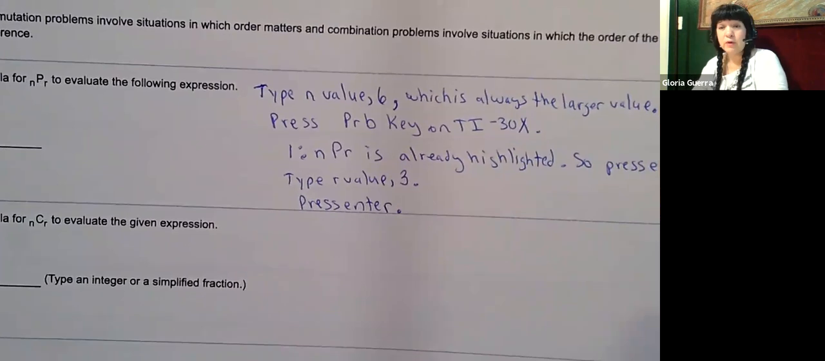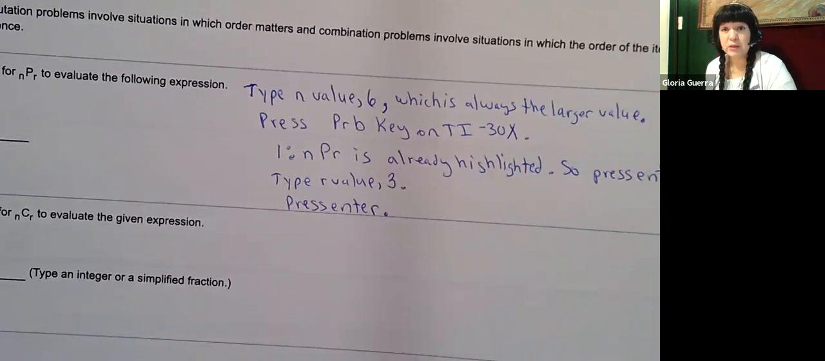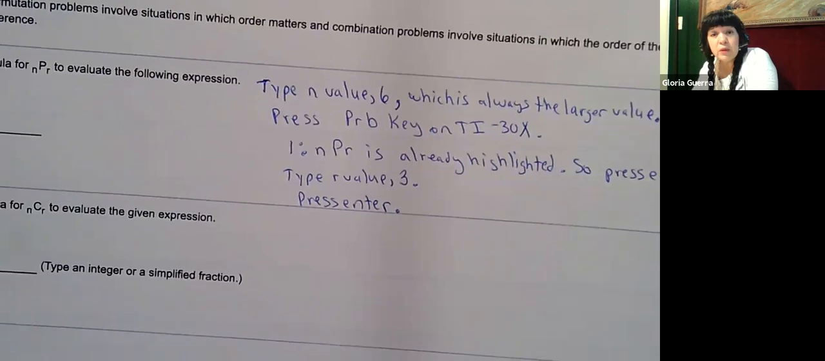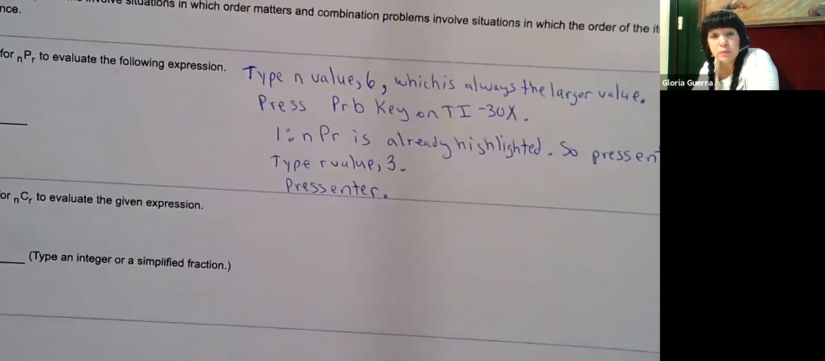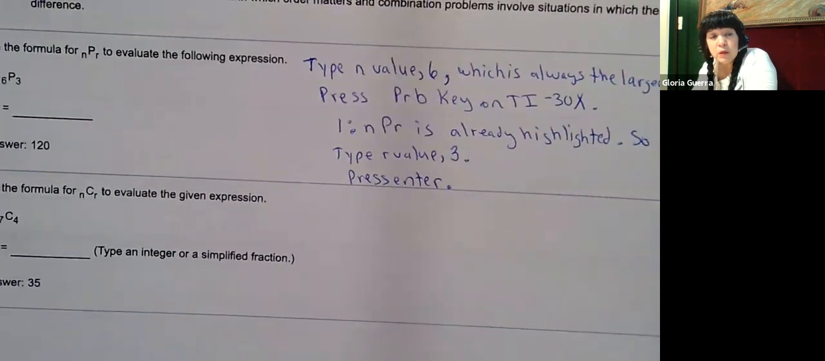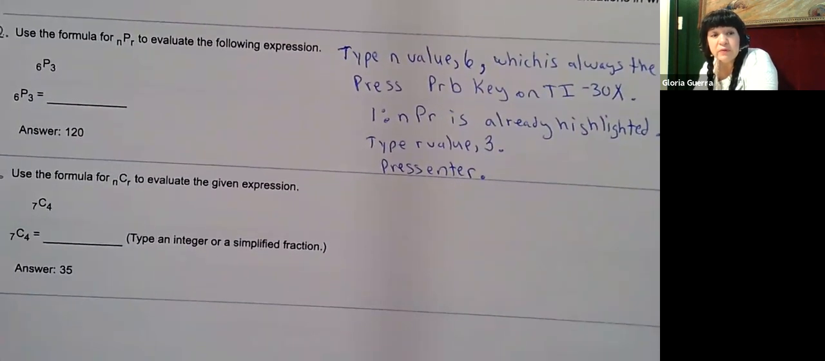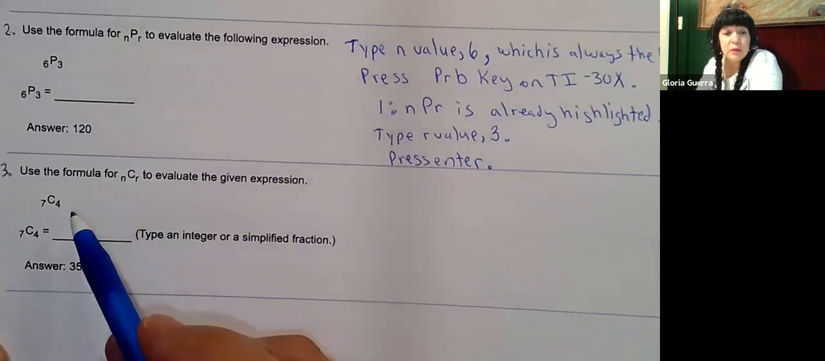Okay, so that way if you have an application, you're wondering if you set that up right, remember n will always be your larger value. That might help you. Okay, so then for number 3, we have a combination. Okay, and they want us to do 7, right? N is 7 combination and R is 4.